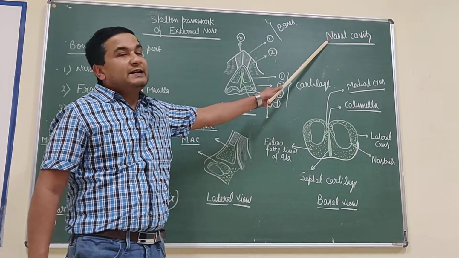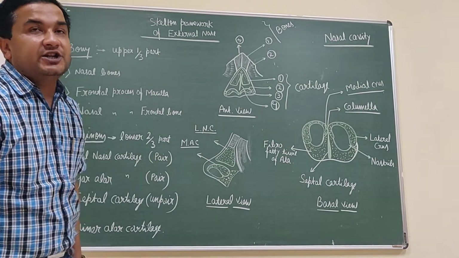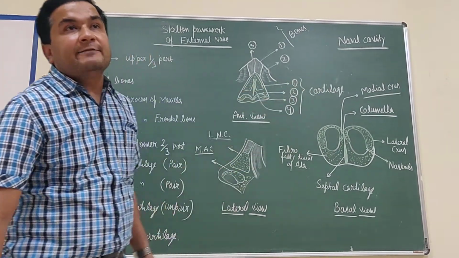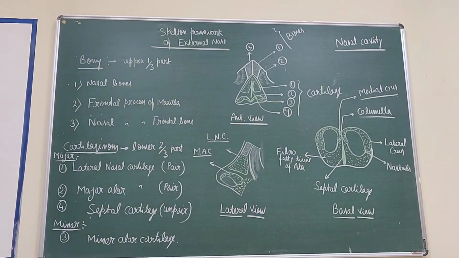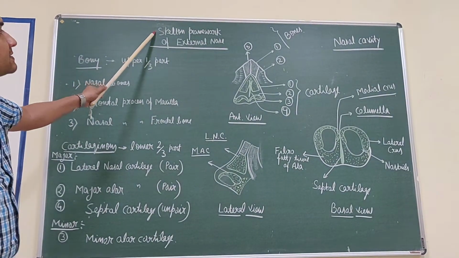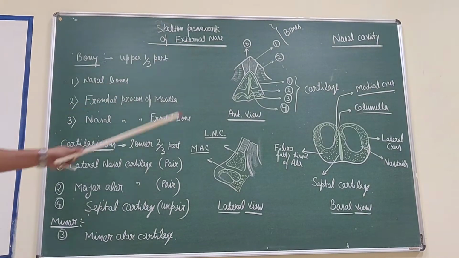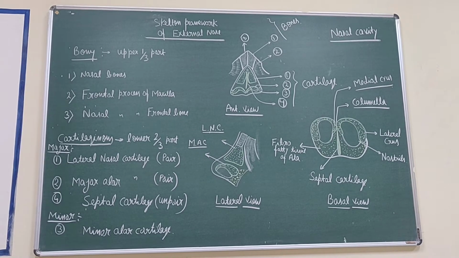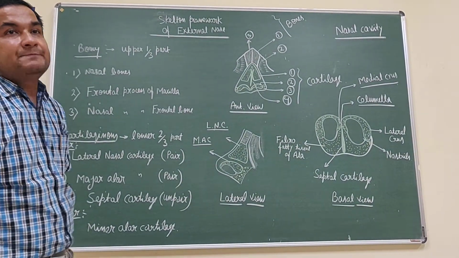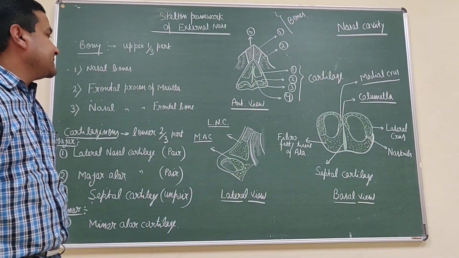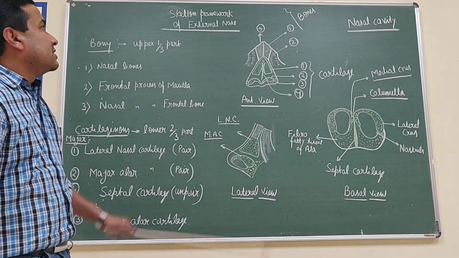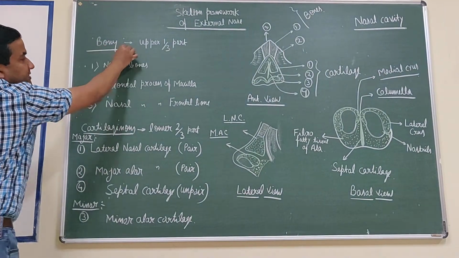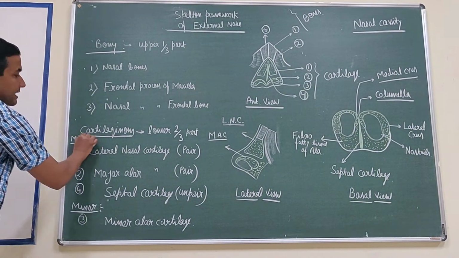Today's topic is the nasal cavity, interior of the nose. Before discussing the nasal cavity, it is important to understand the skeleton framework of the external nose. The nose is a pyramidal shaped structure projected on the face. If you see the skeleton framework, it is partly made up of the bony as well as the cartilaginous.